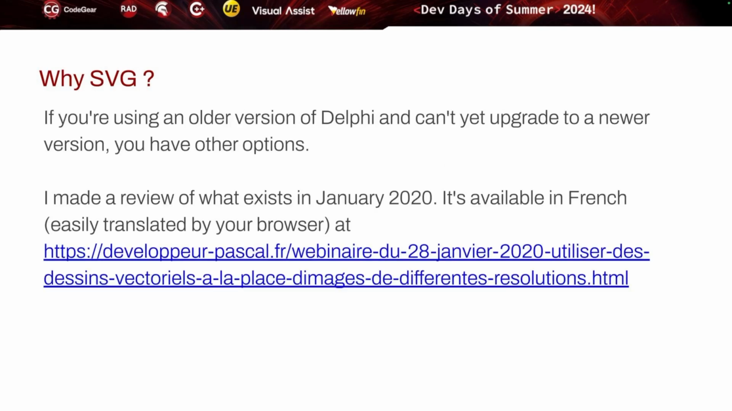If you are using an older version of Delphi and can't yet upgrade to a newer version, you have other options. I made a review of what exists in January 2020. It's available in French on my blog. It's easily translated by your browser. The link is on the side.